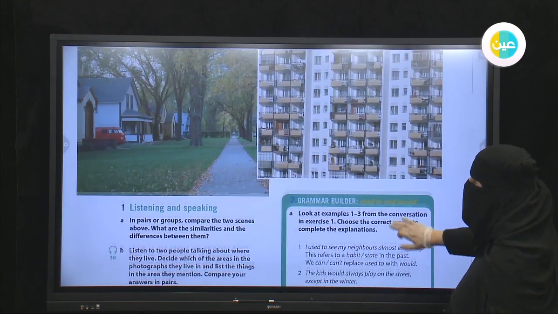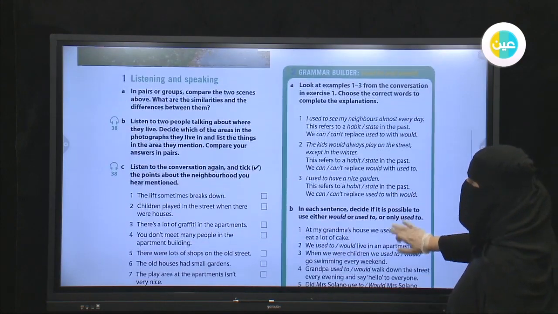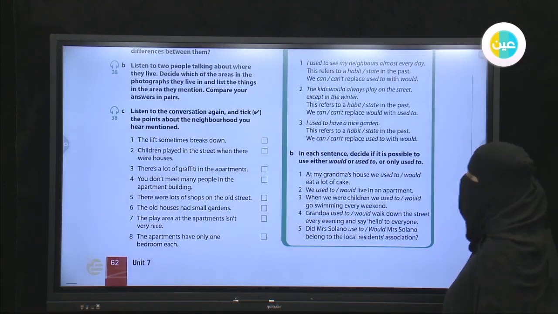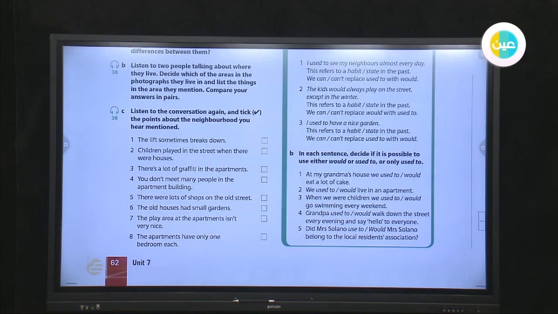Okay, now, so they used to live in small houses in the street before they built these buildings. Okay, now put a check or a cross next to the points about the neighborhood you hear they mentioned. Okay, number 1, the lift sometimes breaks down. The lift sometimes breaks down. Is it correct? Yes, that's right.